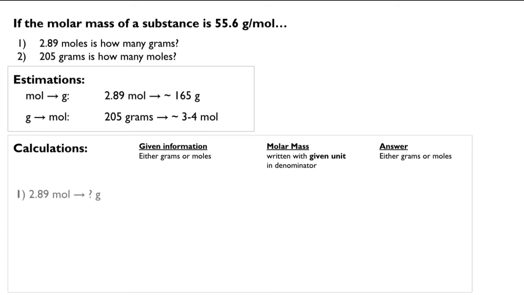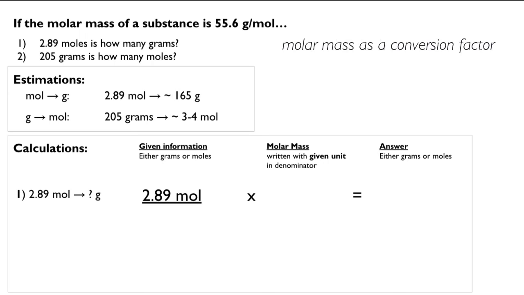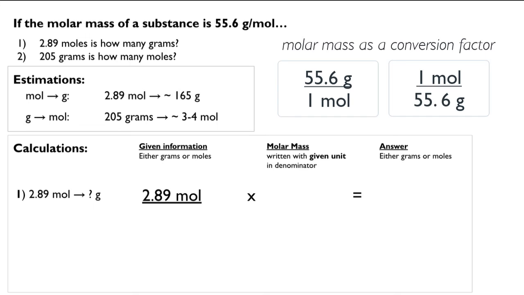Then, where it says molar mass, written with the given unit in the denominator, this is the part of the problem that people have the most trouble with. There are 2 ways that I can write a molar mass. I can write it as 55.6 grams over 1 mole, or I can write it as 1 mole over 55.6 grams. Now, these 2 values are not numerically equivalent. 55.6 divided by 1 is not the same as 1 divided by 55.6.